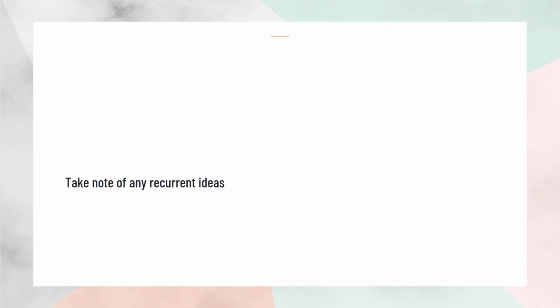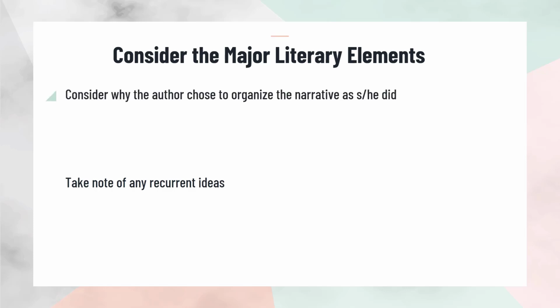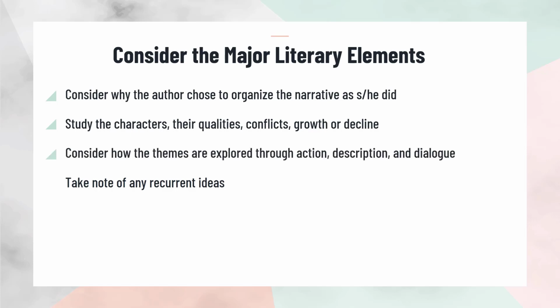The next explanation is about considering the major literary elements in fiction. The first one, you have to consider why the author chose to organize the narrative as she or he did. And the second one, study the characters, their qualities, conflicts, growth or decline. And the third, consider how the themes are explored through action, description, and dialogue. The fourth, take note of any recurrent ideas. And the last one, give thought to the specific words. I think it's about figurative language.